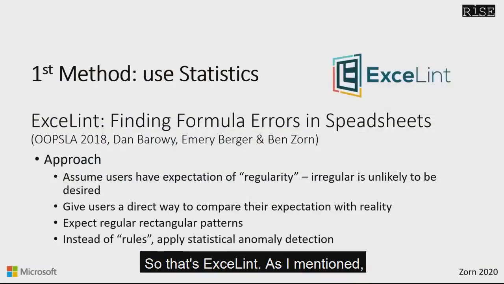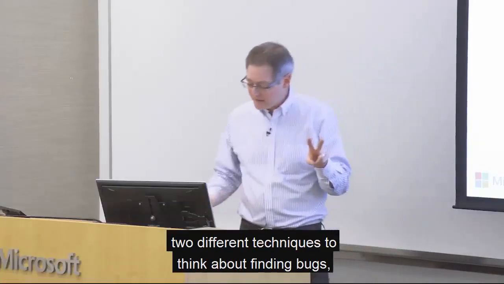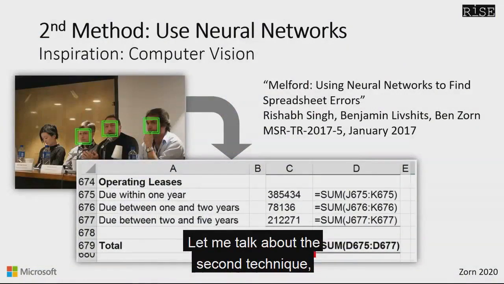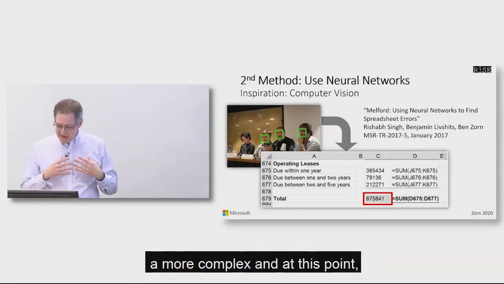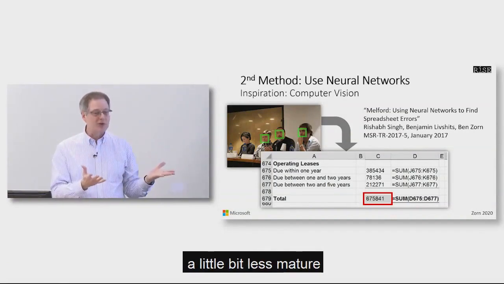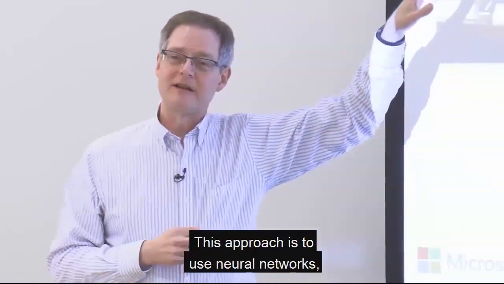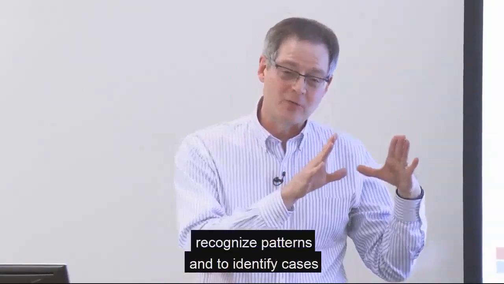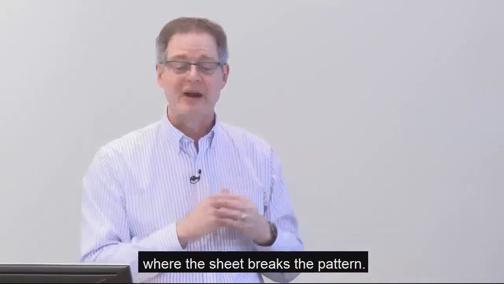Okay, so that's ExceLint. As I mentioned, basically the focus here is going to be on two different techniques to think about finding bugs, and I've already mentioned ExceLint. Let me talk about the second technique, which is a more complex and, at this point, a little bit less mature approach to finding the same kinds of problems. And this approach is to use neural networks, to reason about the contents of the spreadsheet by training a neural network to recognize patterns and to identify cases where the sheet breaks the pattern.